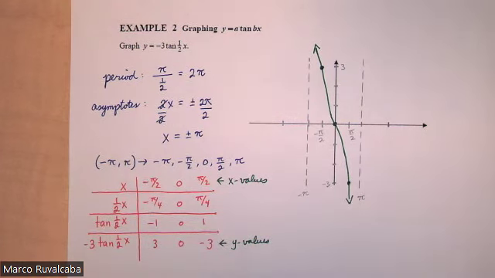And remember the 1/2 changed the period, but the -3 in the front made it flip or reflect over the x-axis. So now it's pointing in opposite directions as opposed to the traditional tangent function. All right, let's continue with another example. Let's look at the cotangent now.